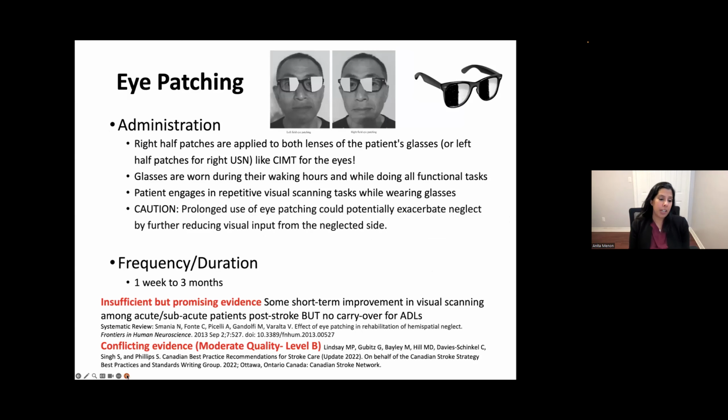Here's another strategy that was documented in the literature. This is called eye patching. So if a client is wearing glasses, great. If not, you could get them a pair of glasses. It's very simple. You essentially patch or cover with tape or a particular patch the right half of both lenses. So if they have a right hemisphere stroke and a left USN, you want to patch the right half of their lenses.